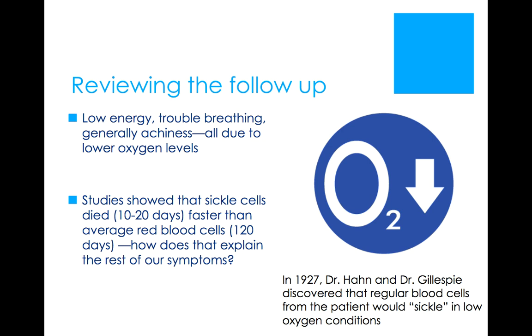In the late 1920s, two new doctors, Dr. Hahn and Dr. Gillespie, discovered that the regular blood cells from the patient could turn into those sickle cells in low oxygen conditions. So if you remember, our patient felt really, really tired after swimming or exercising, and this kind of connects to that. It's showing that maybe his blood cells are kind of normal if he's just doing normal things. And then in low oxygen conditions, like when you're working out and your body doesn't have as much oxygen as normal, or if the blood cells have to move more quickly and maybe are getting stuck more, they are sickling more. And so you see his symptoms get worse.